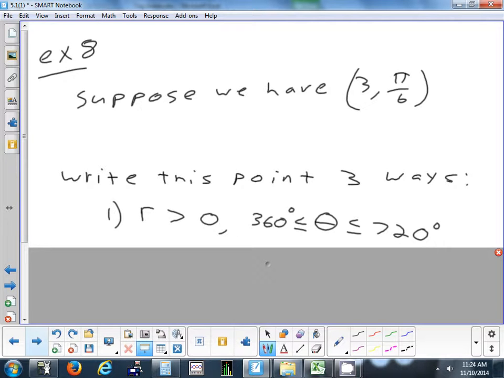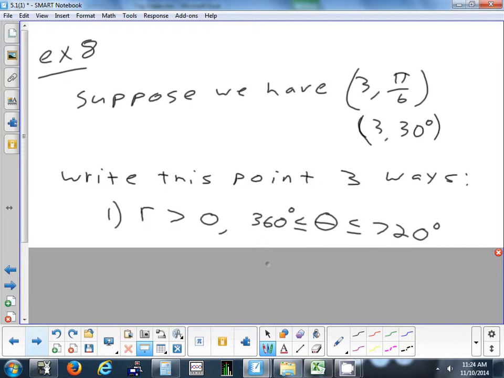So now I want to look at something we did earlier. I want to take a point, and I want to write it different ways. I think what we'll do to start is let's change it to degrees because that's going to make it easier to work with. Right, so Brandon, do you remember what pi over 6 is? 30. Yep, 30. So pi is 180. 180 divided by 6 gives you 30 degrees.